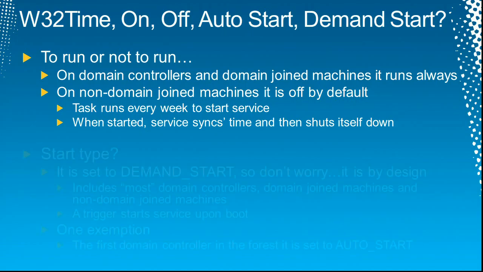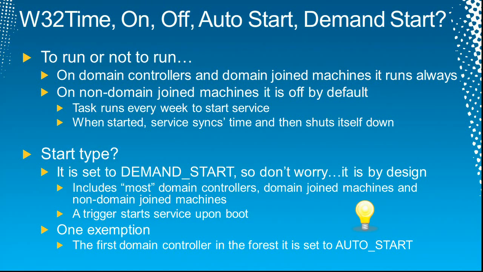On domain join machines and on domain controllers, the service is always running. But there's a caveat and a specific consideration that you need to have in mind, and that is the start type can vary if you are going to sample different DCs. But it's not totally random. Basically, time service will be in demand start, basically in manual mode, for domain join machines and most domain controllers, except one, and that is the first domain controller in the domain.